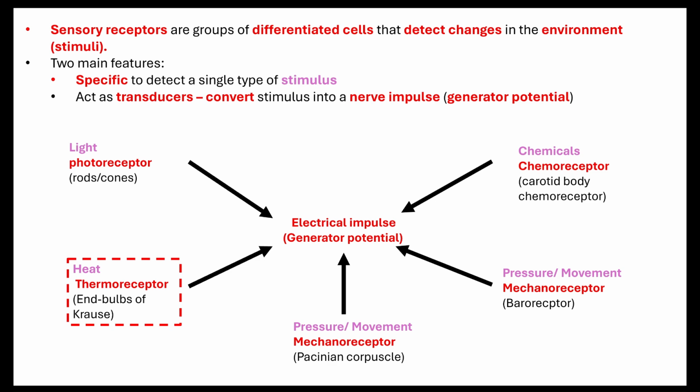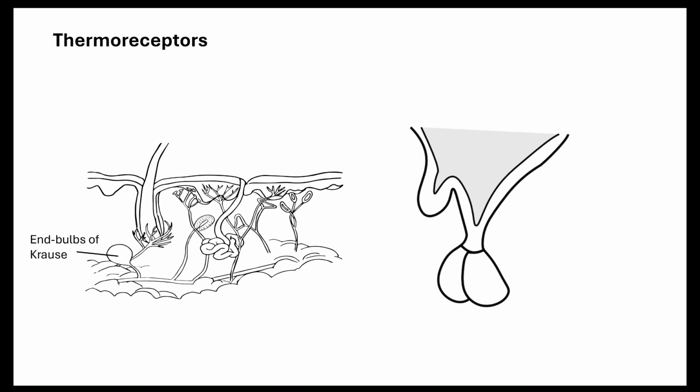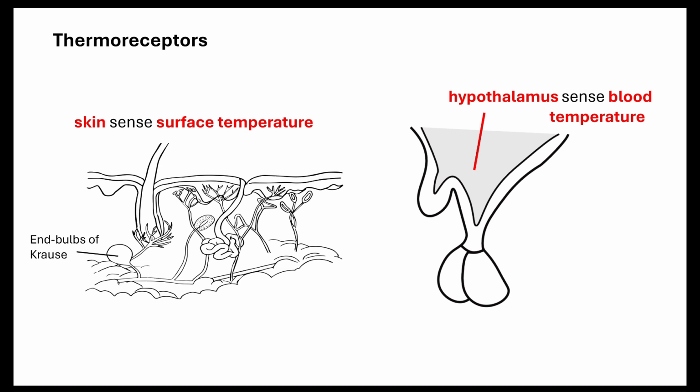Now, I have done a video on sensory receptors, so do check that one out. But let's look at these thermoreceptors then. Now, there are two that you need to know. One which is found in the skin and they sense the surface temperature, and the other one which is located in the hypothalamus. So these are both thermoreceptors. They are both detecting the heat. So one, the surface temperature, the other, the blood temperature.